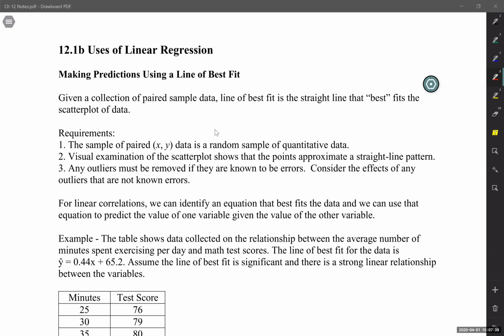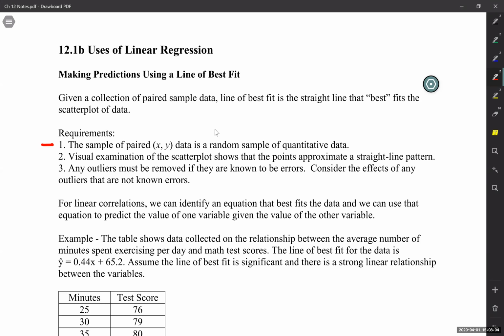So we just used lines of best fit using our calculator to help come up with the equation. And here we're going to do some predictions based off of that. Okay, so a few things we need to know. In the requirements, our sample of paired data is a random sample, of course, and it also needs to be quantitative data.